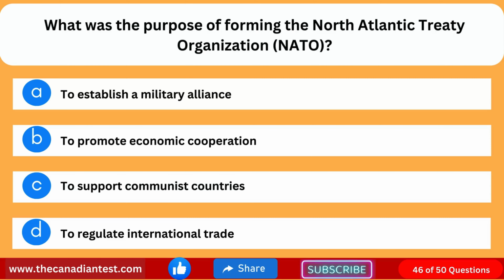What was the purpose of forming the North Atlantic Treaty Organization, NATO? Option A, to establish a military alliance. Option B, to promote economic cooperation. Option C, to support communist countries. Option D, to regulate international trade.